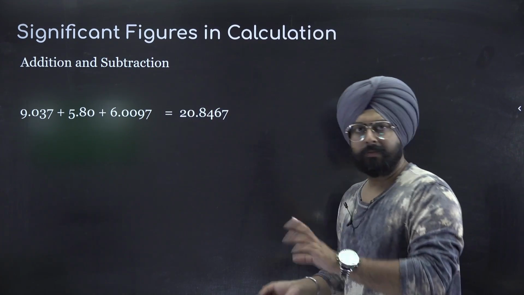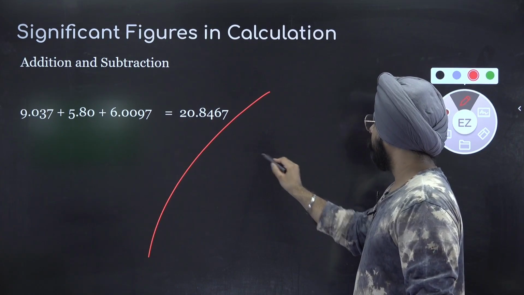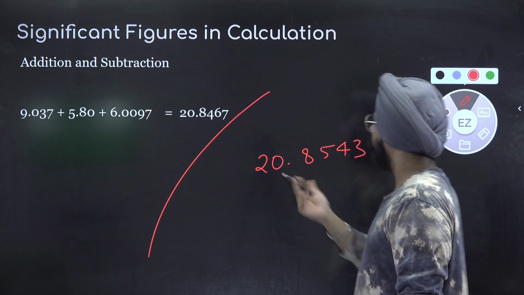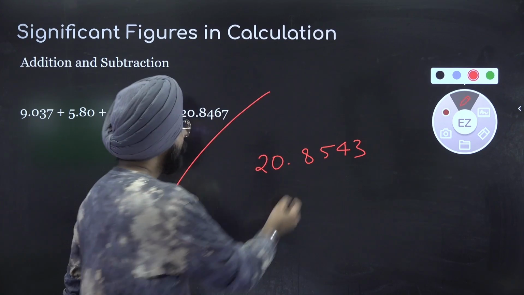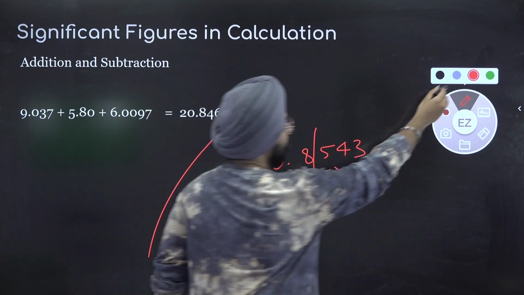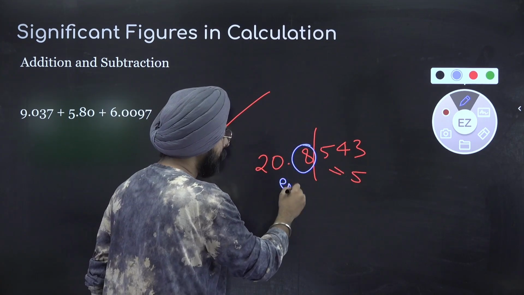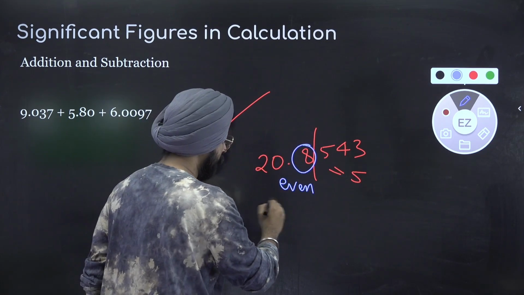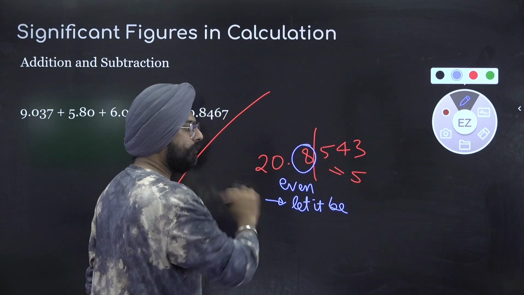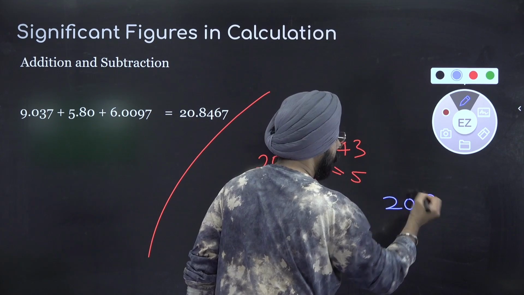Now, also another example that I want to give you. Say you have a number 20.8543. Now what do we do? This is 5. This is equal to 5. So what do we do with this number? Now we have to basically look at this particular number. If this number is even, then you basically let it be. So if I have to round off this particular thing to 3 significant digits, I will write 20.8.